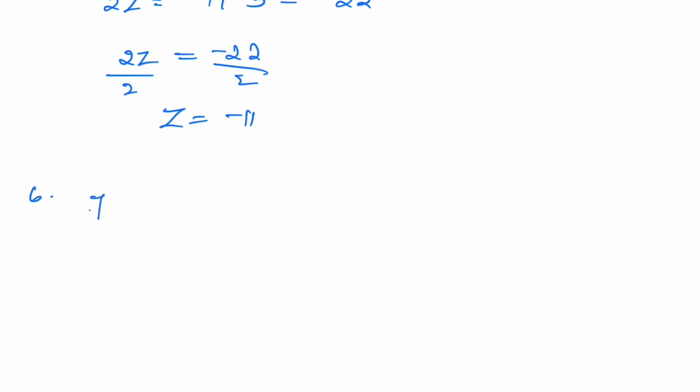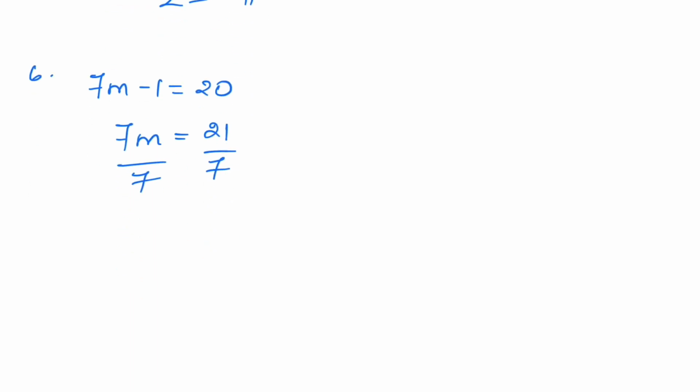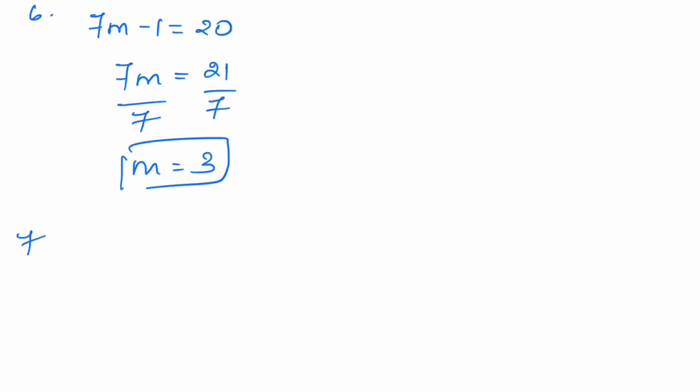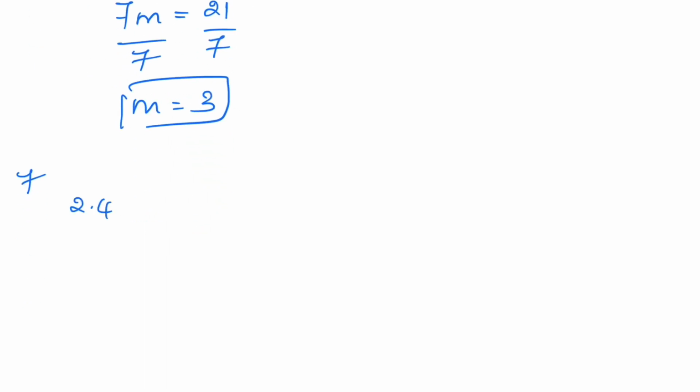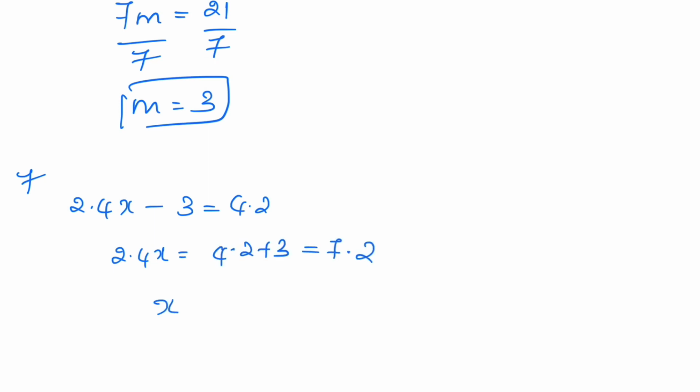Sixth one we have 7m minus 1 is equal to 20. 7m is equal to 20 plus 1, 21. Divide by 7, so you get m is equal to 3. Seventh one we have 2.4x minus 3 equal to 4.2. 2.4x is equal to 4.2 plus 3, that is equal to 7.2. x is equal to 7.2 divided by 2.4, that is equal to 3.